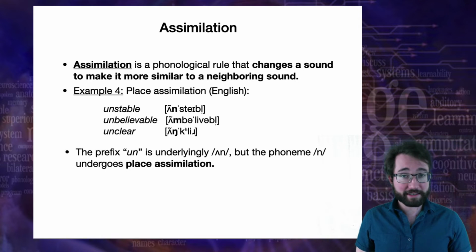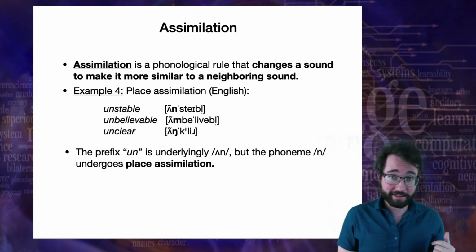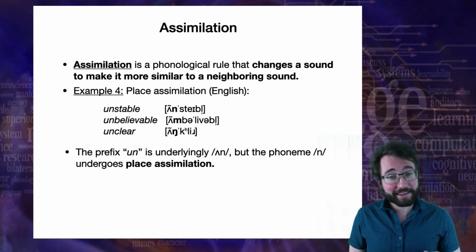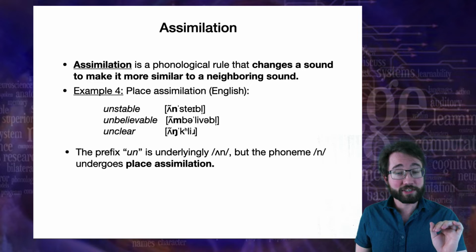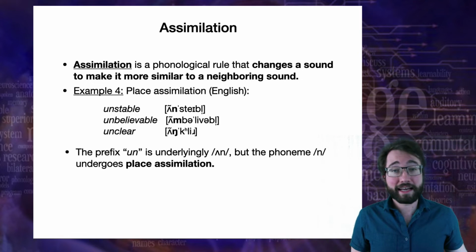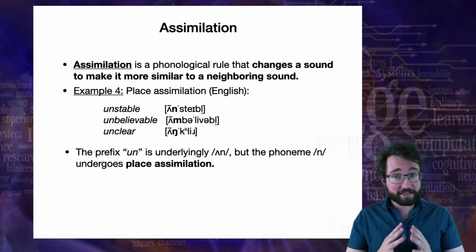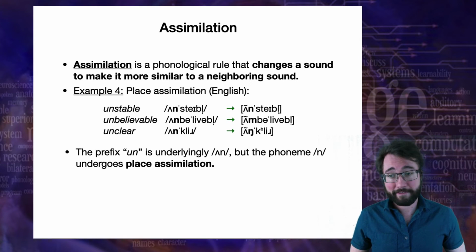So this prefix un is the same prefix across these different instances. This is actually bringing us into the morphology section of the class a little bit, but I think you can take it. So un is the prefix here. It's always the same prefix un, which ends with the phoneme of the alveolar nasal n. But that n then undergoes place assimilation. So its place of articulation changes to match the place of articulation of the following consonant. So underlyingly unbelievable, the n assimilates to the b and you get "umbelievable."